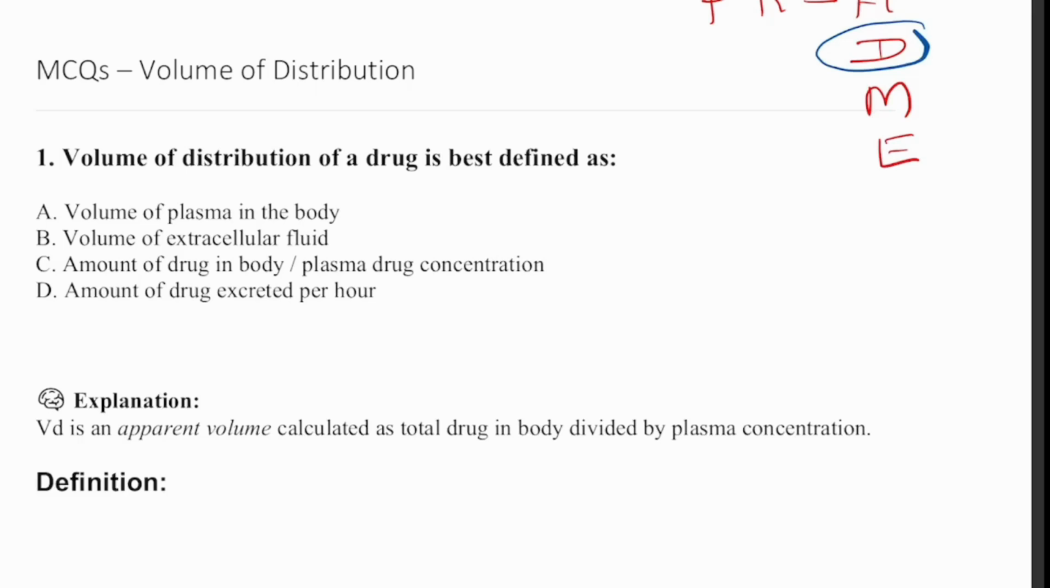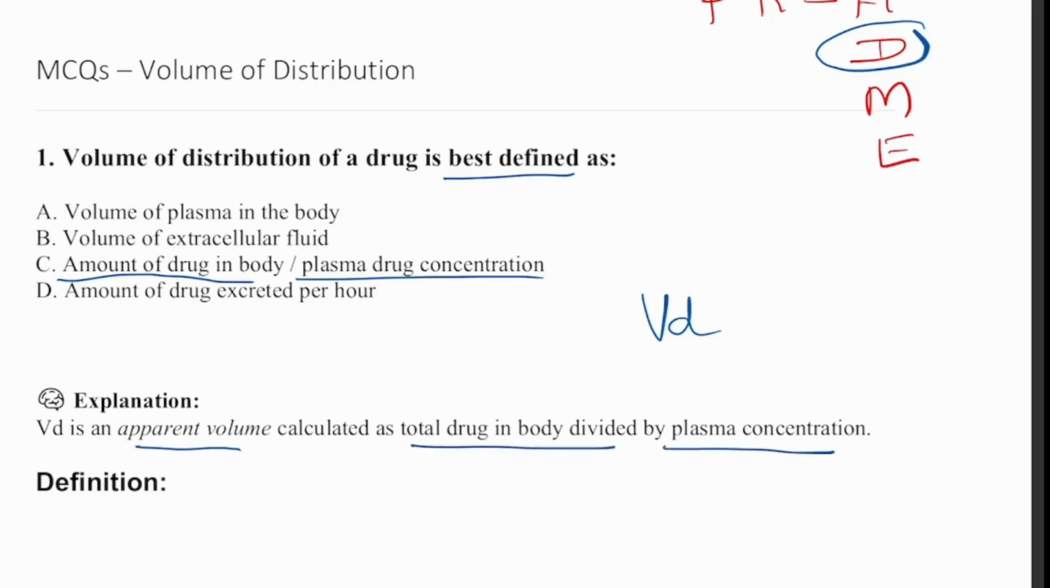The volume of distribution of a drug is best defined as... All of you write down the answer and then listen. The correct answer is the amount of drug in body divided by plasma drug concentration. So that is the Vd or volume of distribution. It is an apparent volume calculated as total drug in the body divided by plasma concentration. So that is the correct answer.